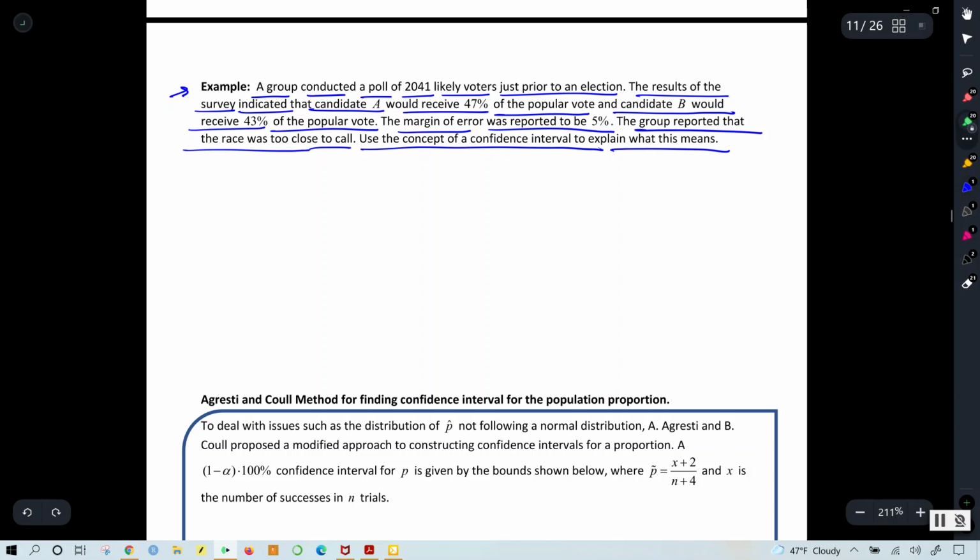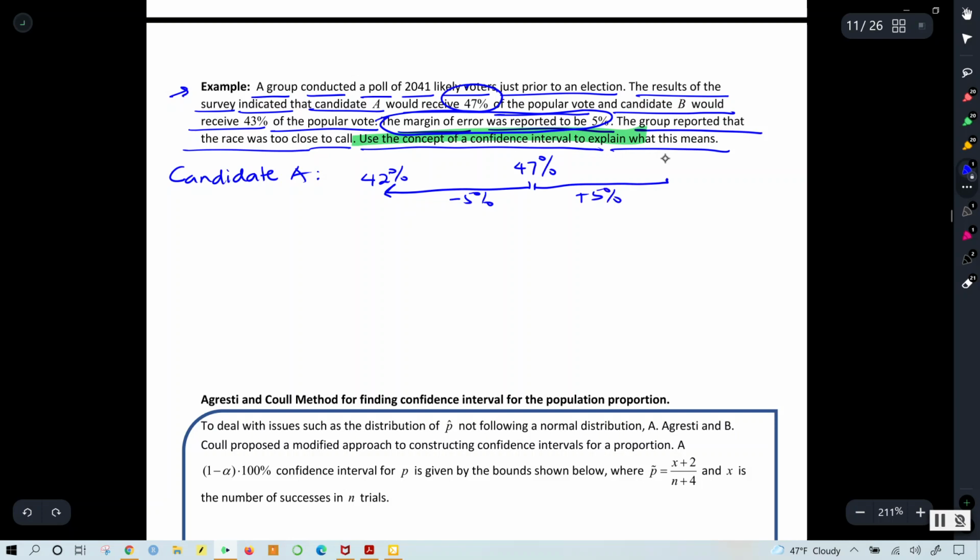To use the concept of confidence interval to explain this, this is what we note. So for candidate A, they can receive 47% as a point estimate, but the margin of error is 5%. So that means minus 5%, this goes to 42%, and plus 5%, that takes us to 52%. Whereas for candidate B, we have 43% for candidate B. The margin of error is also 5%.